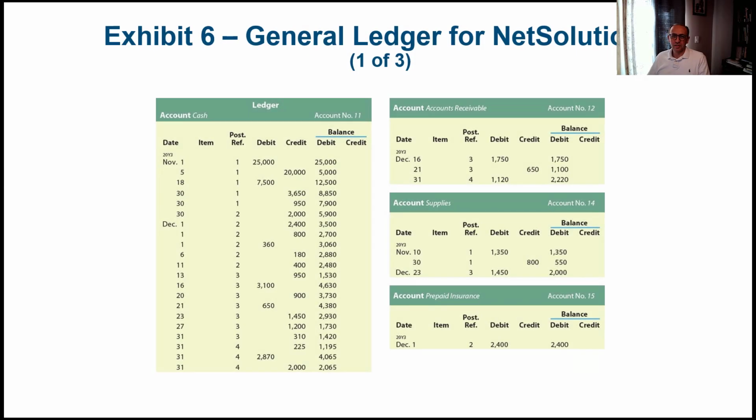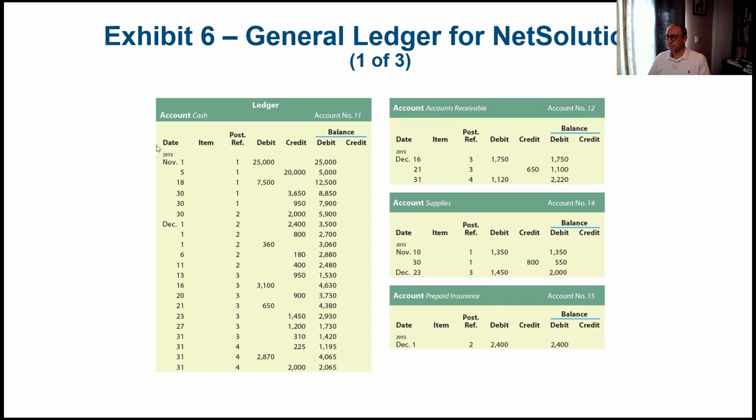Hello everyone. In this video we're going to continue our discussion for chapter 2 about analyzing transactions, and in this last part we're going to go over the general ledger for the company, and we'll see what the ledger is and how it looks. So what we have here on this slide is the ledger where we have all the accounts for the business.